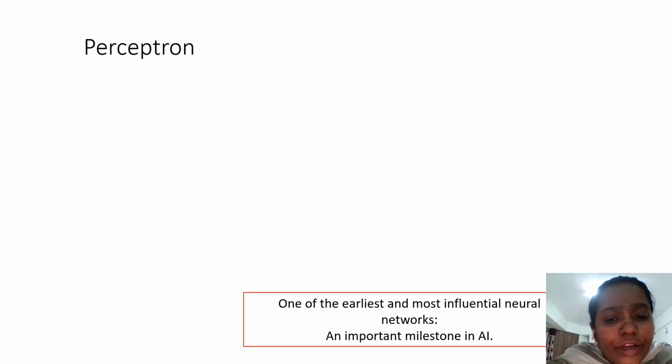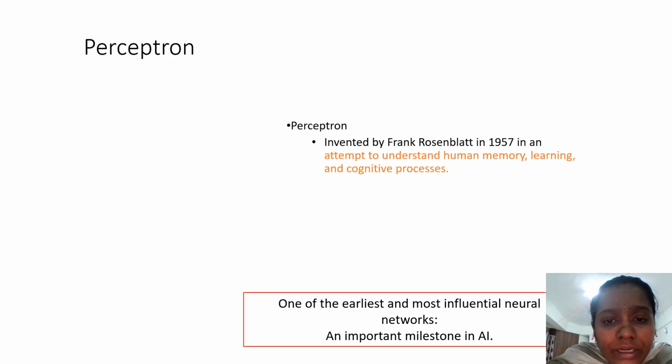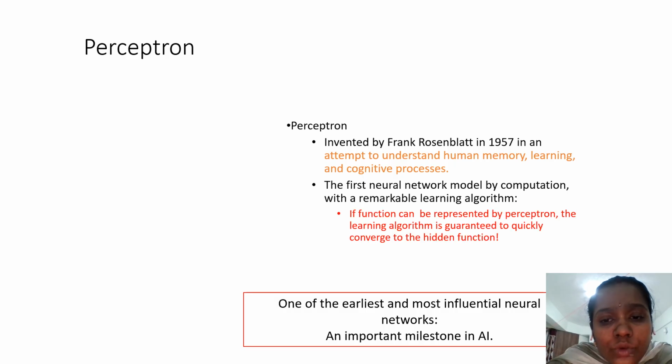Next we are going to see about the perceptron. One of the most common and influential neural networks is the perceptron. It is an important milestone in AI. It was invented by Frank Rosenblatt in 1957 in an attempt to understand human memory, learning and cognitive processes. It was the first neural network model with a remarkable learning algorithm. Any function that can be represented by a perceptron can be learned, and the learning algorithm is guaranteed to converge quickly to the hidden function.